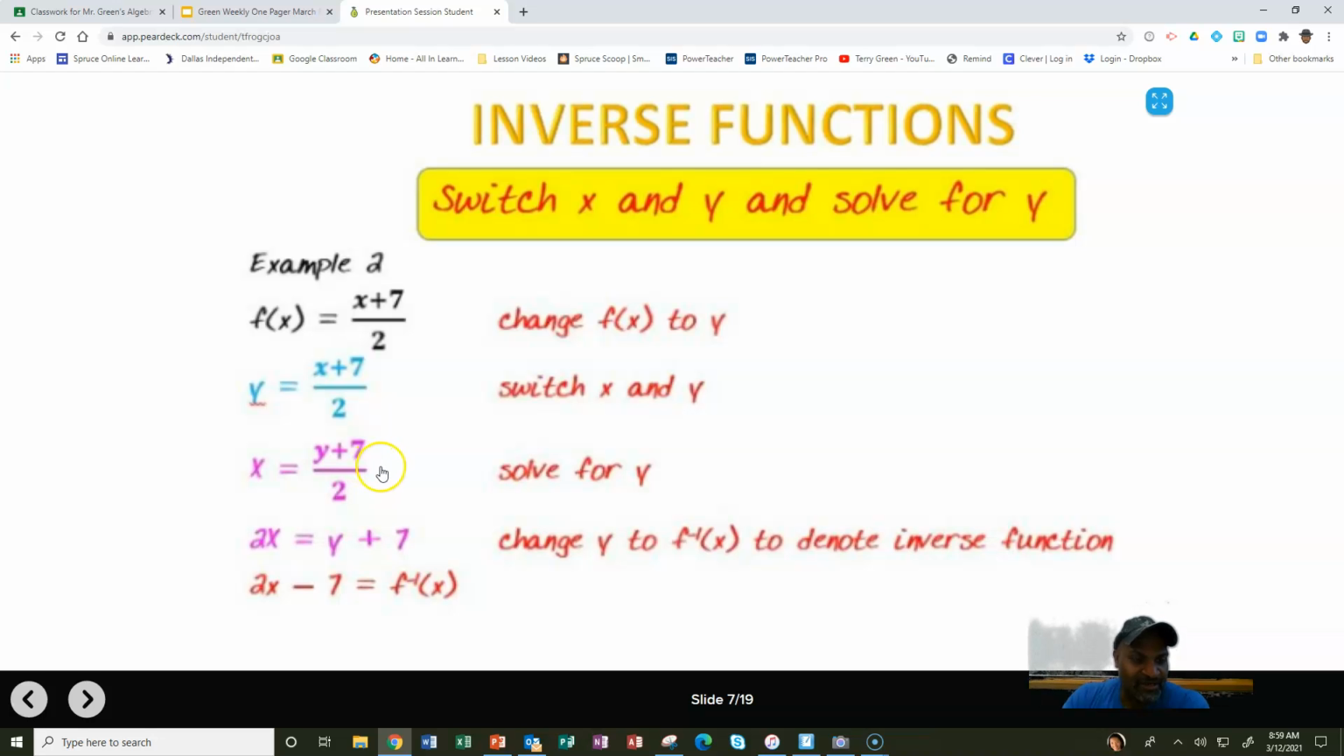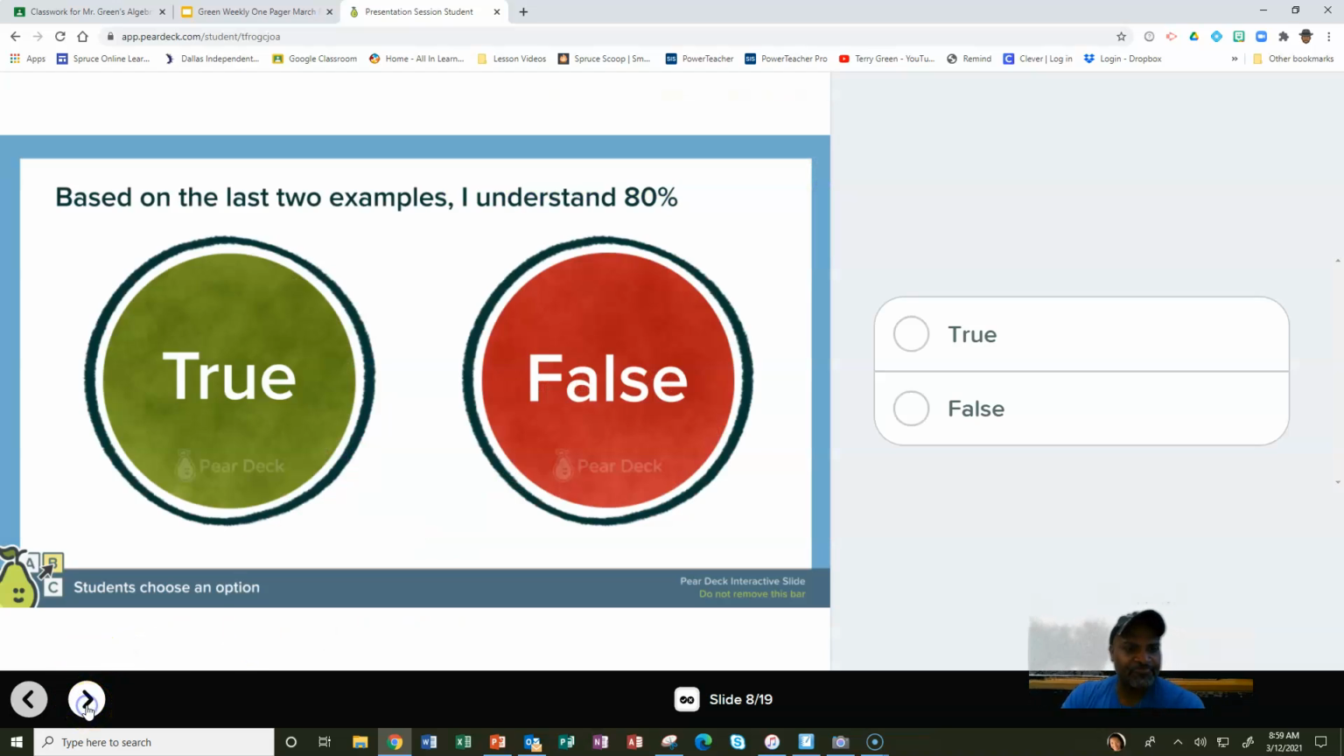You do that, then the 2's cancel out, and you'll just be left with y plus 7, and then multiply x by 2, and then you have 2x minus 7, subtract 7 from both sides. You have 2x minus 7 equals the inverse of x, f inverse of x. Let's keep going.